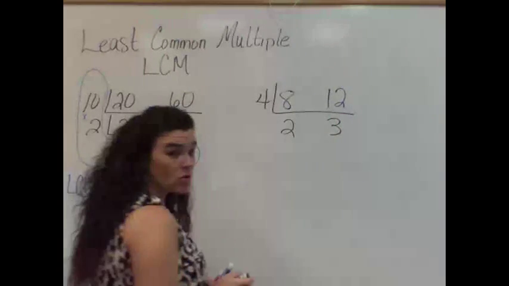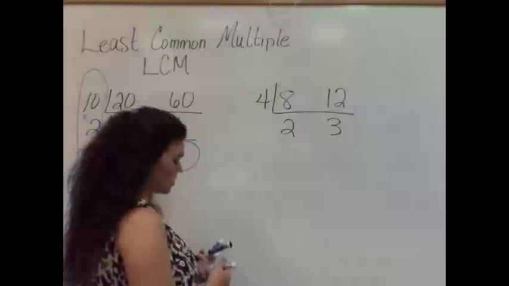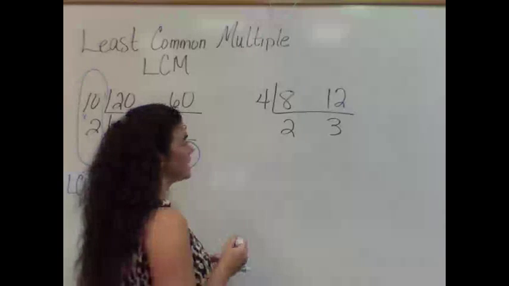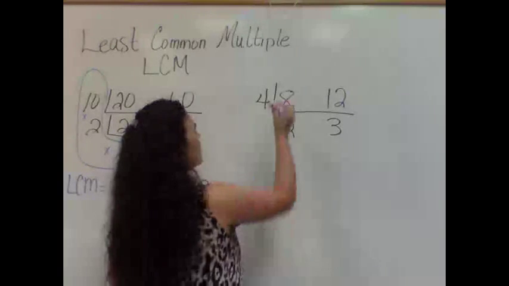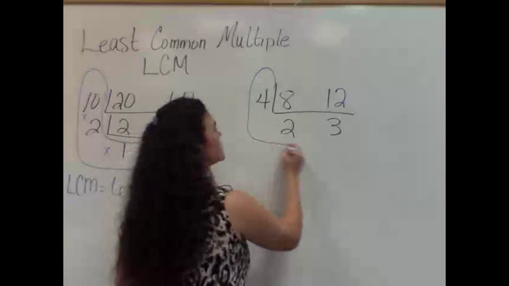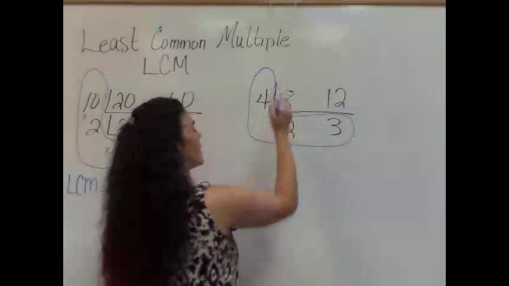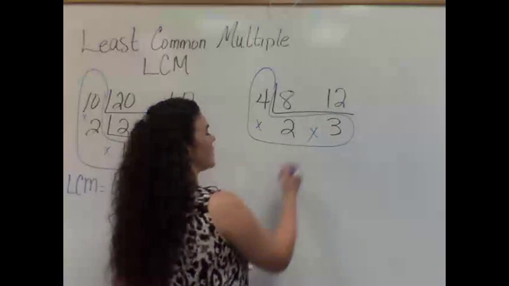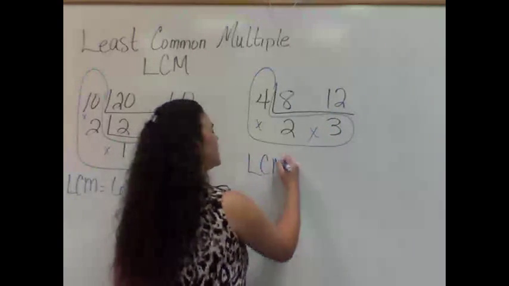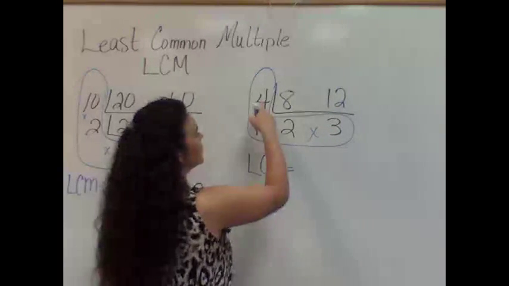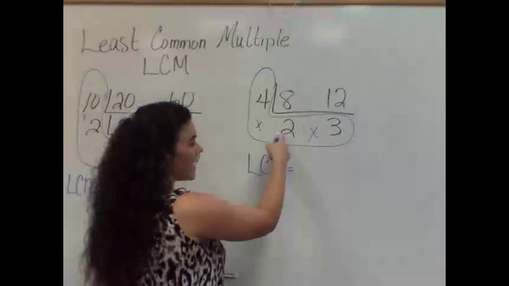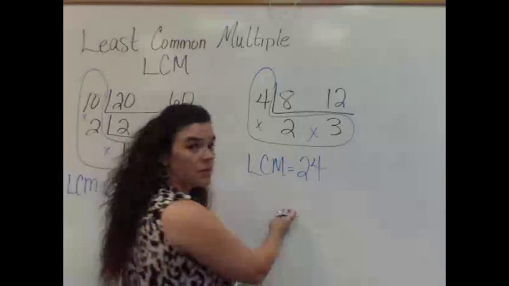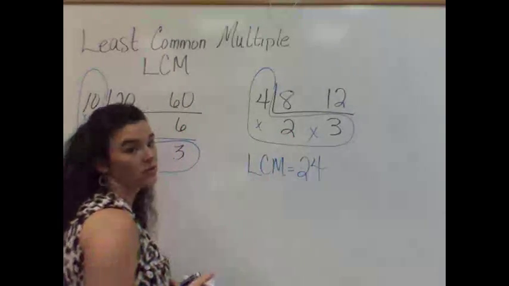Now, I don't have another common factor that goes into 2 and 3, so I'm done at this point, and now I can, again, draw my L around my factors and multiply all the way around so I can find the LCM. LCM here is 4 times 2 is 8. 8 times 3 is 24. So my LCM for 8 and 12 is 24.